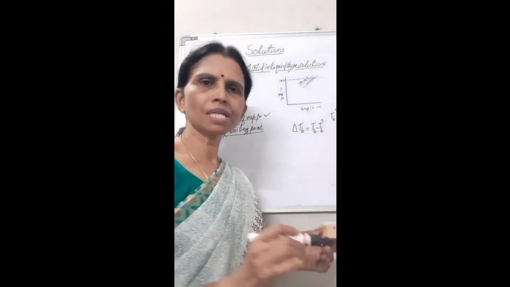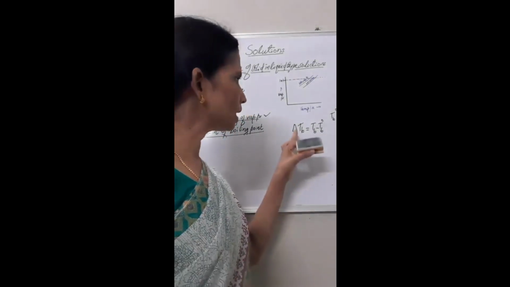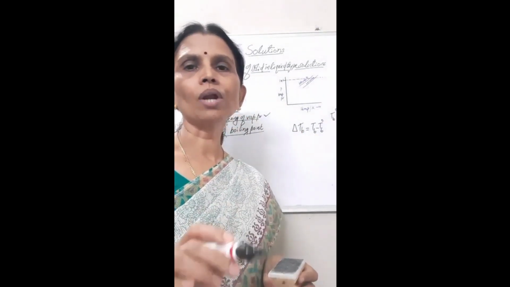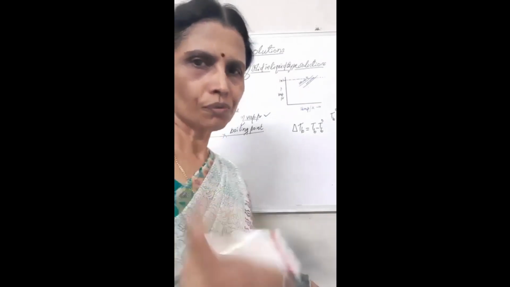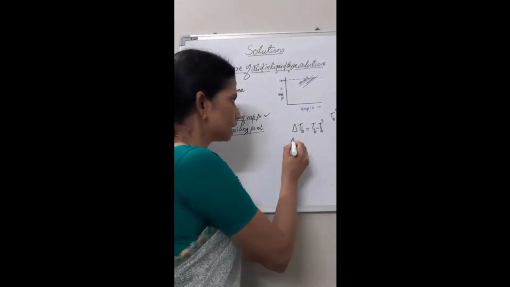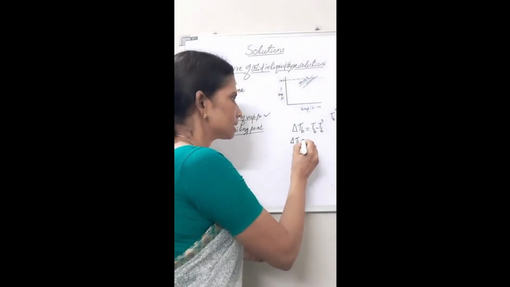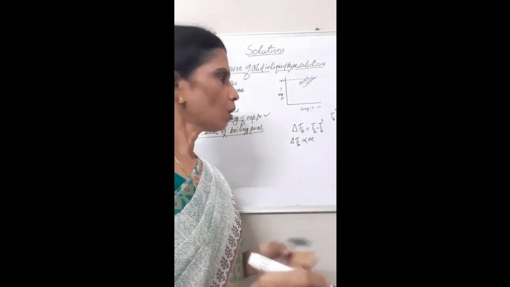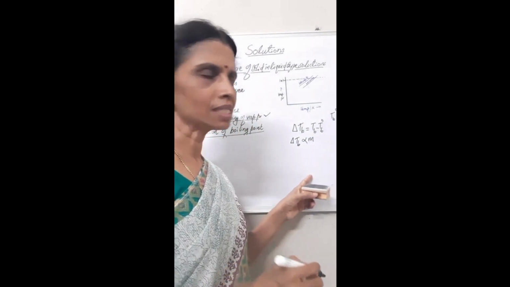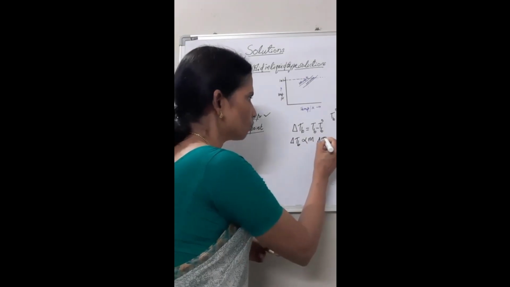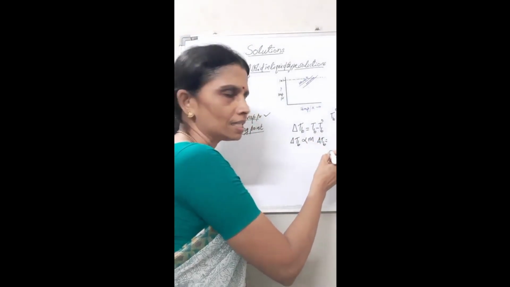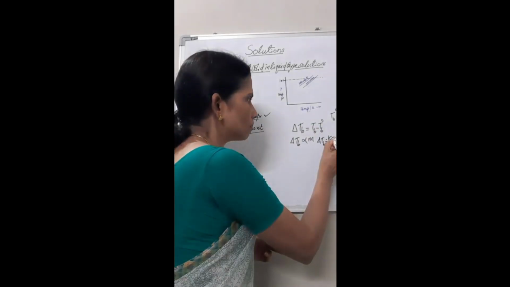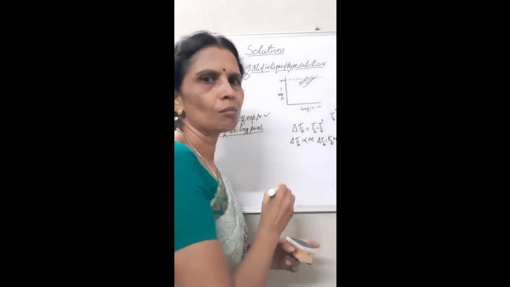It has been experimentally shown that this elevation of boiling point, delta TB, is directly proportional to the molality of a solution. So we can write this relationship: delta TB is directly proportional to molality, small m, of the solution. And this means delta TB is equal to a constant, represented as Kb, into m, that is molality.